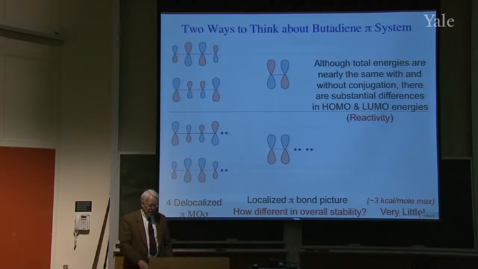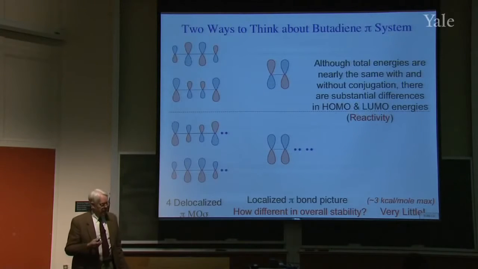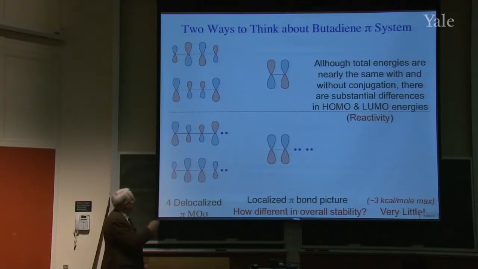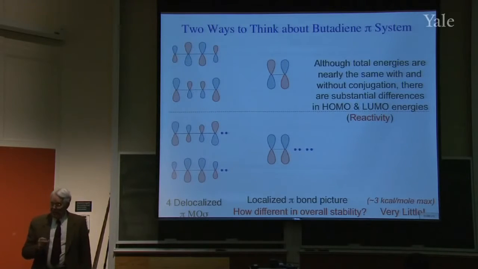So although the total energies are nearly the same with and without conjugation, that is, the total energy that we calculate here is almost the same as the total energy we calculate there. There's just that few kilocalories difference, right? But the energy of the HOMO and the energy of the LUMO are quite different here from what they are here. So if you're interested in reactivity, then the conjugation makes a difference, right?